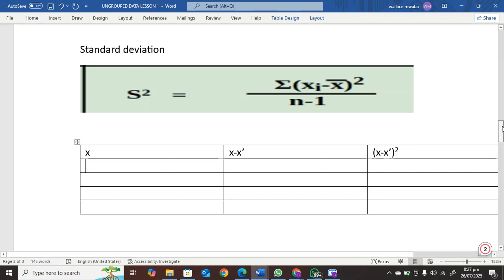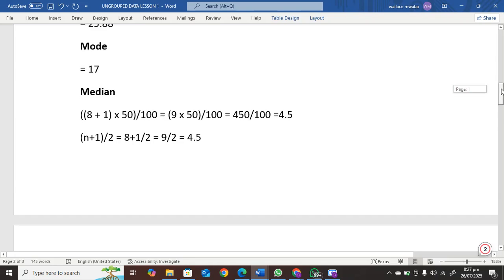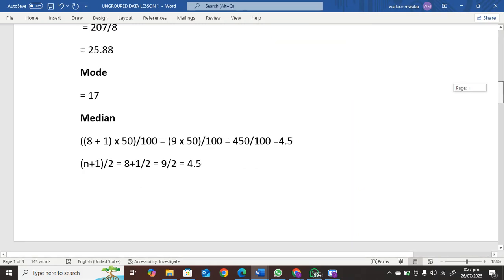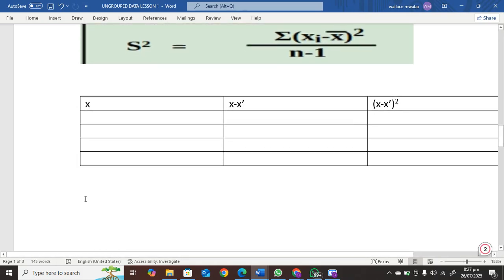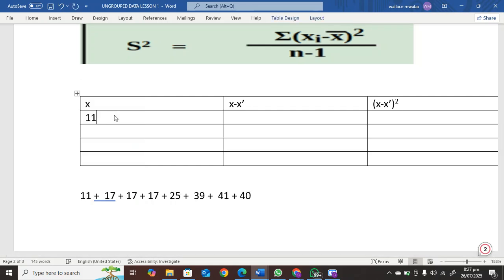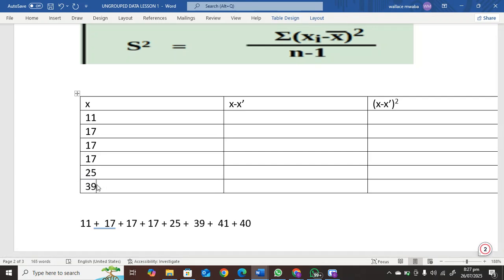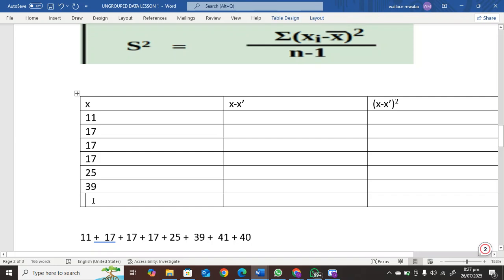So our mean was 25.88. Let me just get our values here. Okay, so we have 11, 17, 17, 17, 25, 39, 40.